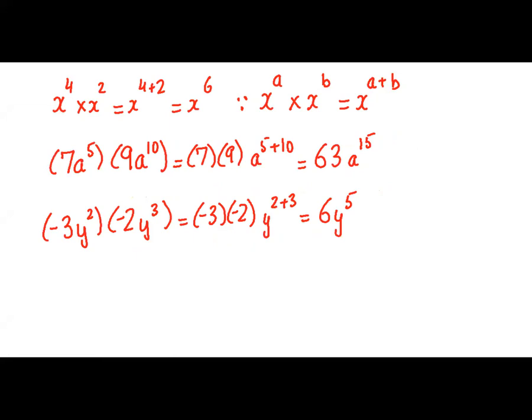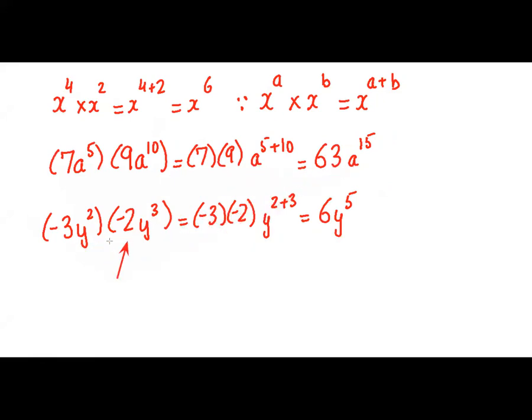7a to the power 5 times 9a to the power 10. Please note that the numbers will multiply with each other. So over here, the 7 multiplies with the 9, this becomes 63. And you add the powers of a to the power 5 and a to the power 10 because they have the same base. So this becomes a to the power 15.